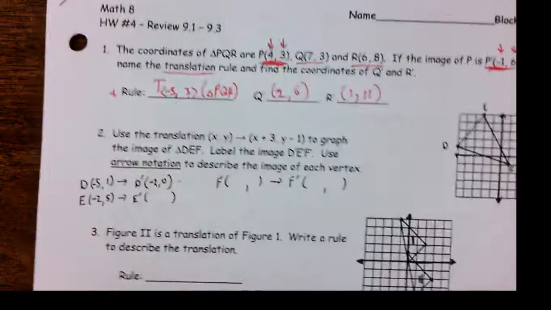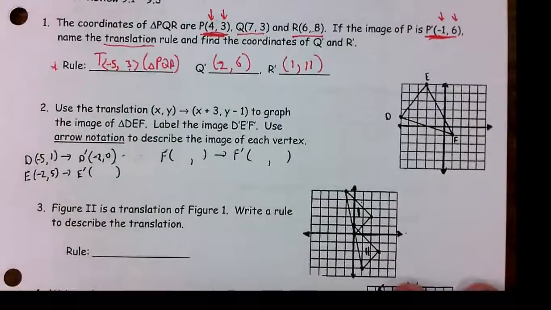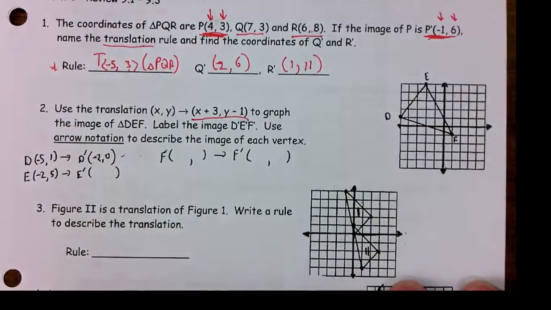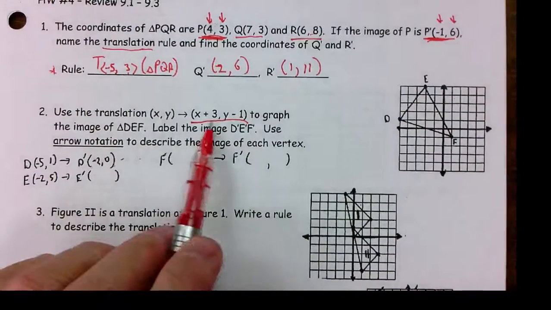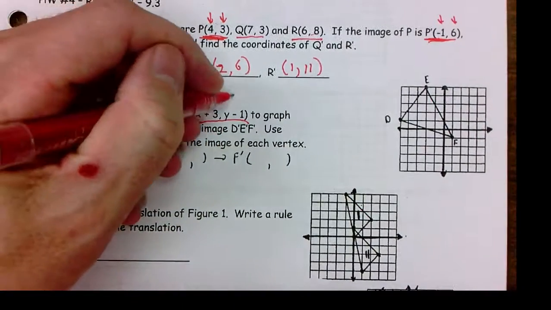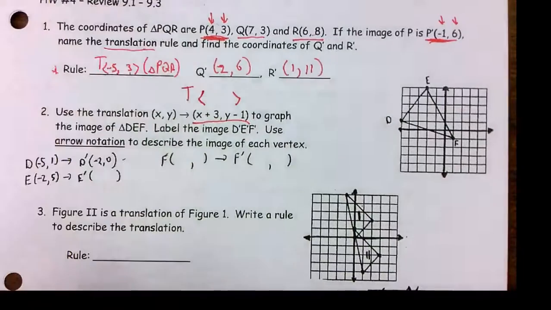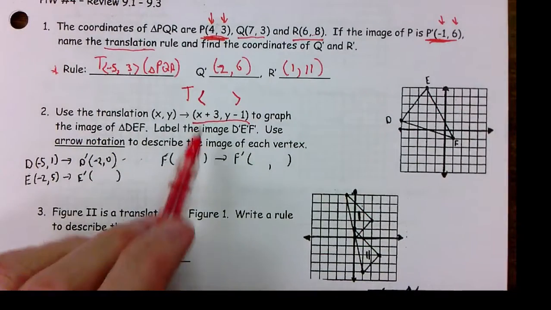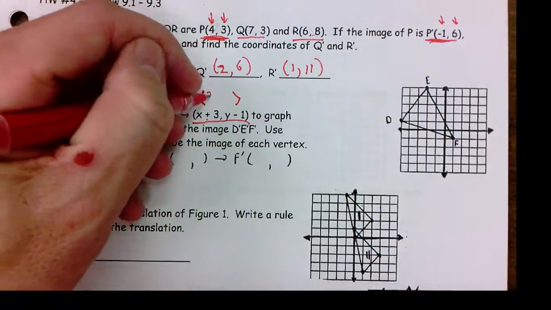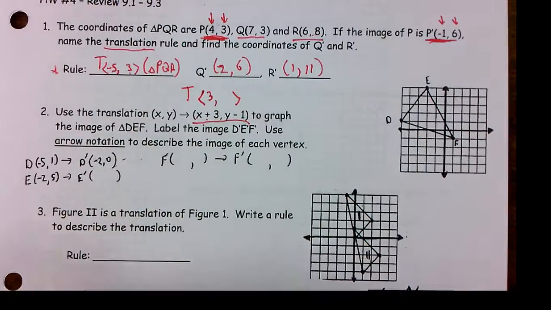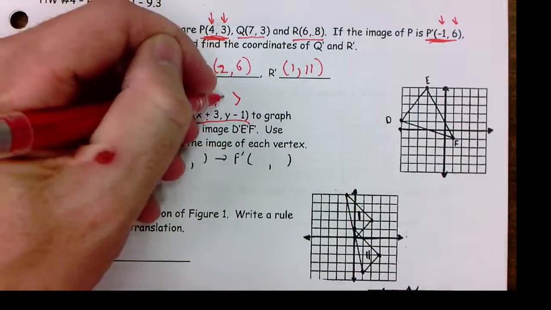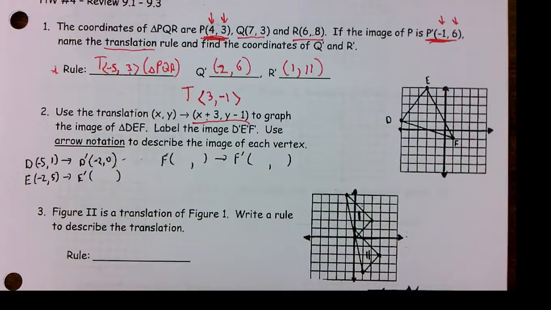Number 2. Number 2 wants me to use this rule to do a translation. So this is what we call coordinate notation instead of vector notation. But it means the same thing. The x value goes up 3, or in vector notation that would look like that. And the y value goes down 1, or in vector notation it would just be a -1 there.